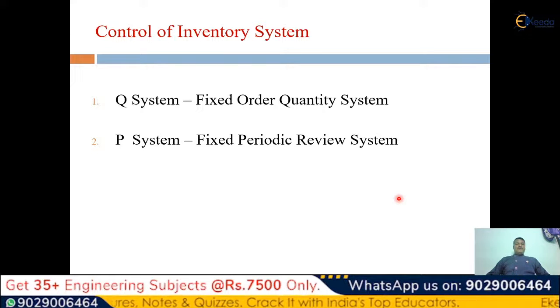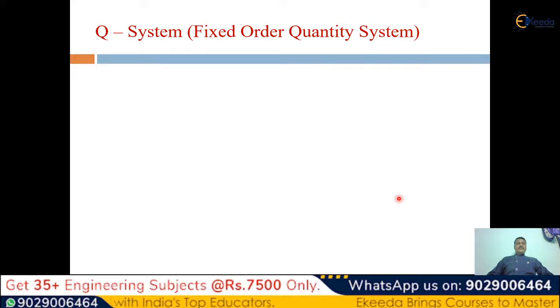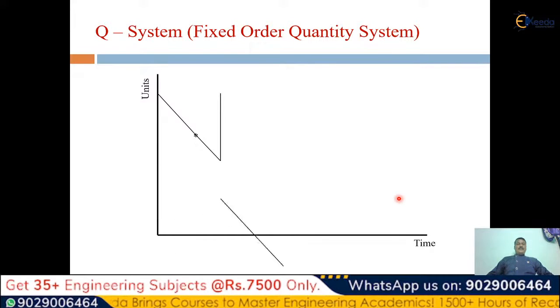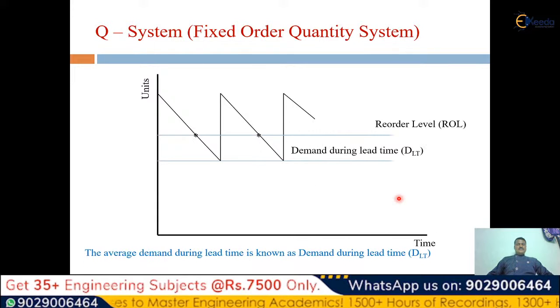Okay, so coming back to our topic of inventory system, the Q system and P system. In the case of the Q system, we generally say that it is a fixed order quantity system, where the order is completely fixed, and based upon the orders, we will be finding out the reorder level which is required, which is the point below which, whenever it reaches, it is time for reordering those products. That's why it is called the reorder level.